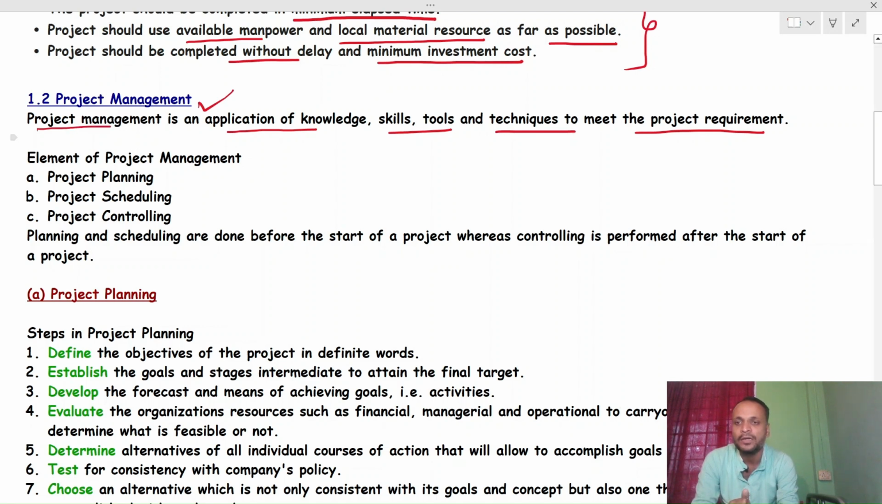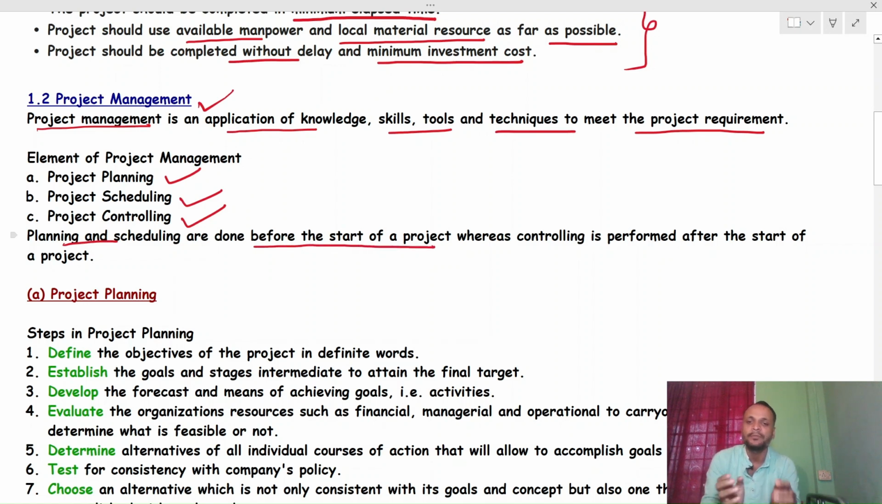Okay, that is called the project management. So what are the various elements of project management? Project management has three elements. The first one is project planning, the second is project scheduling, and the third is project controlling. So first you have to plan the project, then schedule the project, then control the project. As I told you, you first plan and schedule. Planning and scheduling are done before the start of the project.